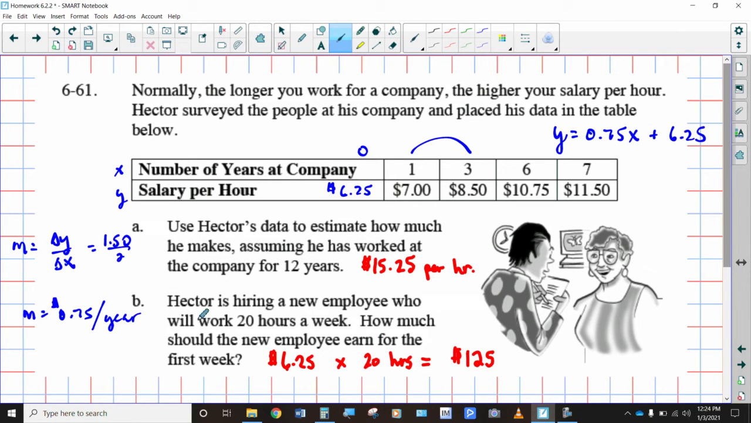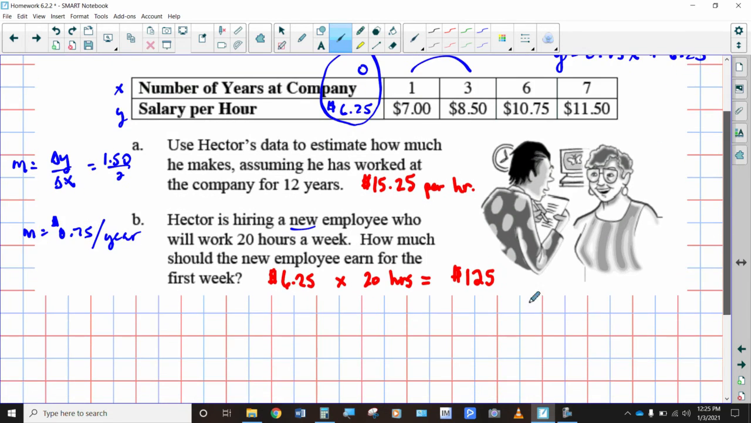Hector is hiring a new employee who will work 20 hours a week. How much should the new employee earn for the first week? Okay, so the fact that they're a new employee means that this is their wage right there. They started out at $6.25, multiply that times 20, and they should make $125 per week before taxes and other wonderful deductions are made to their paycheck.